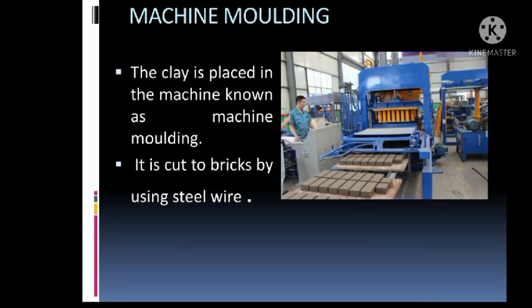Next is machine molding. The clay is placed in the machine, known as machine molding. It is cut into bricks using steel wire. In machine molding, we can make a large number of bricks at one time.